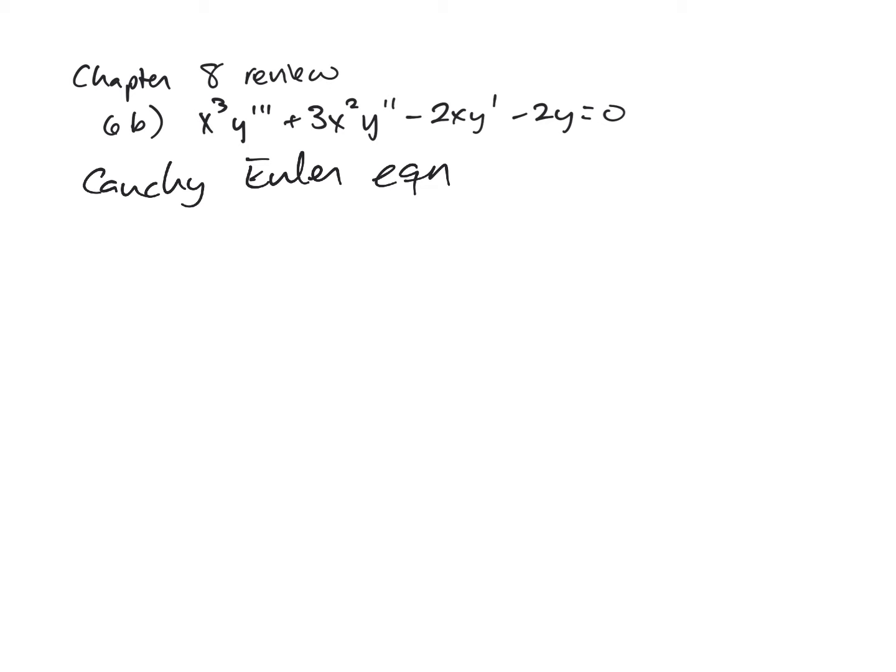this is related to the method of Frobenius. So that's why it's in Chapter 8. And we could use the method of Frobenius on here, because if we divide by this x cubed, then we see that the coefficients we get here are 3 over x and negative 2 over x squared and negative 2 over x cubed. So we see that x equals 0 is a singular point.